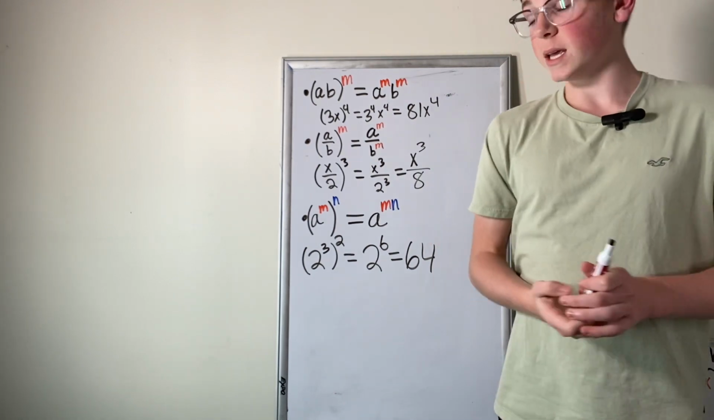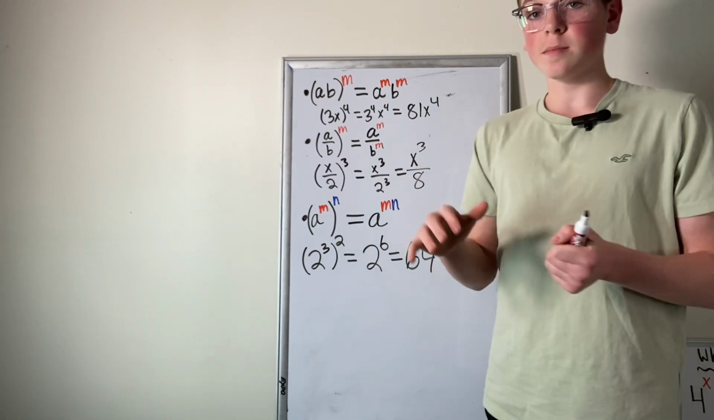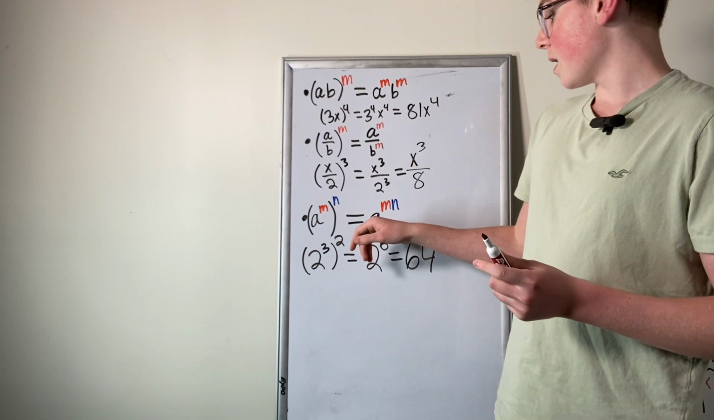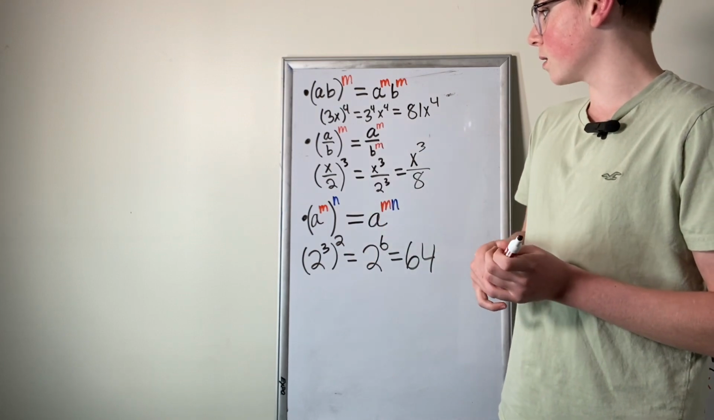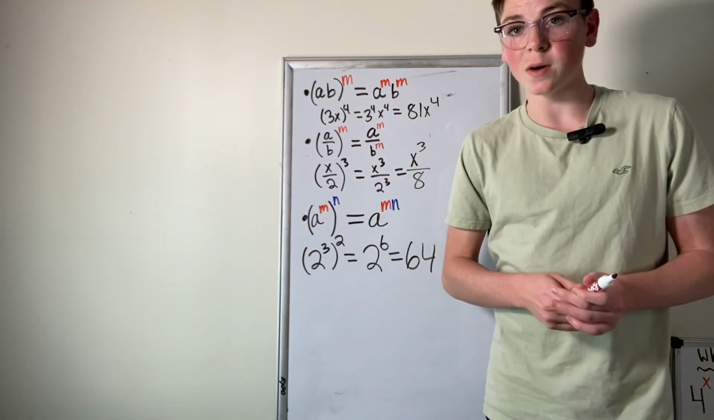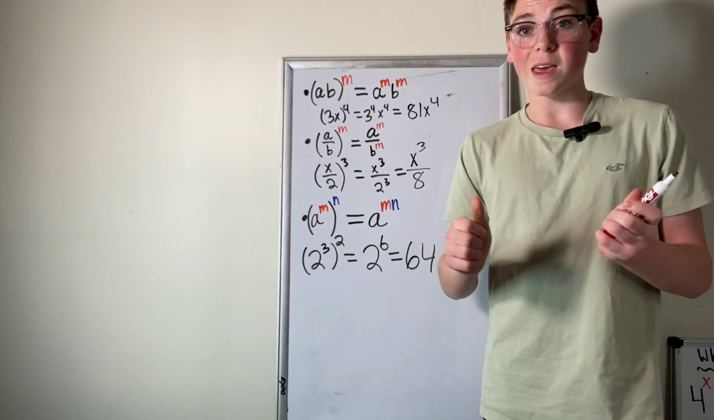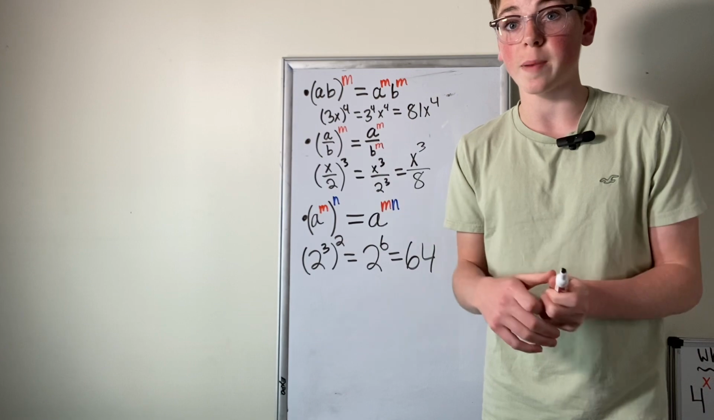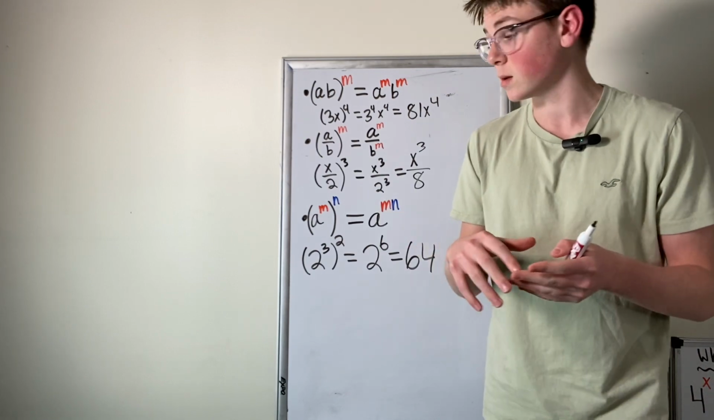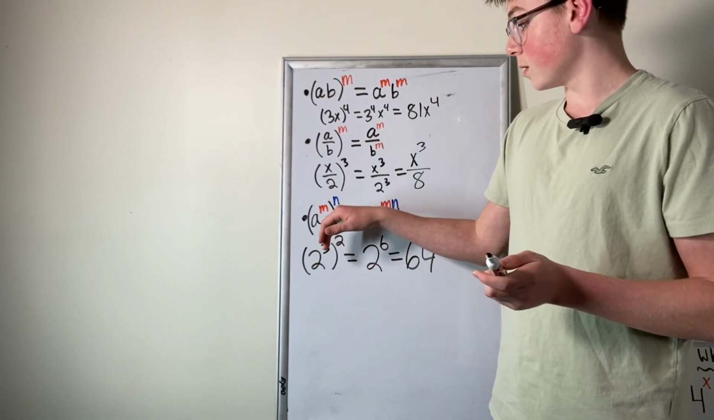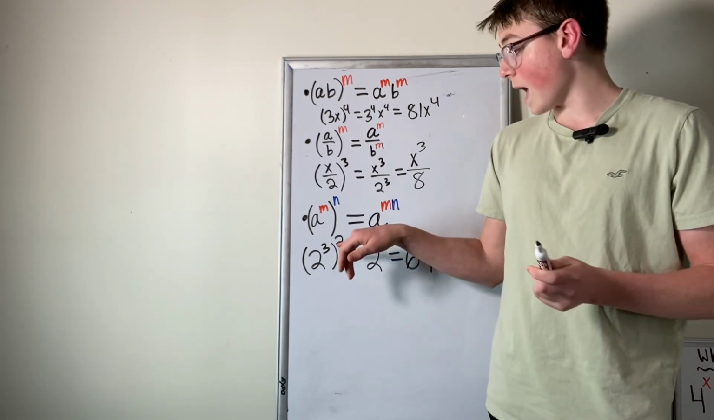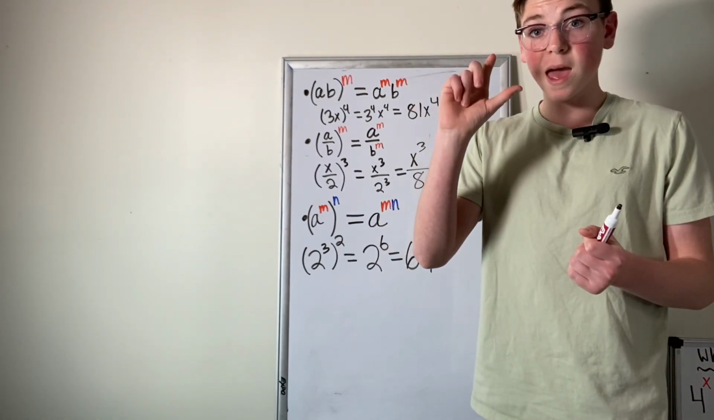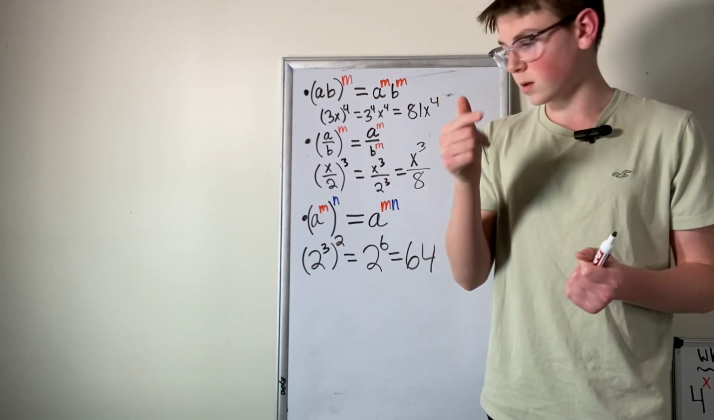Our last property is (a^m) to the n, which is really the same thing as a^(mn). So when you have an exponent and you are putting that to another power, you multiply the exponents. So a to the power of m, to the power of n, is really a to the power m times n.